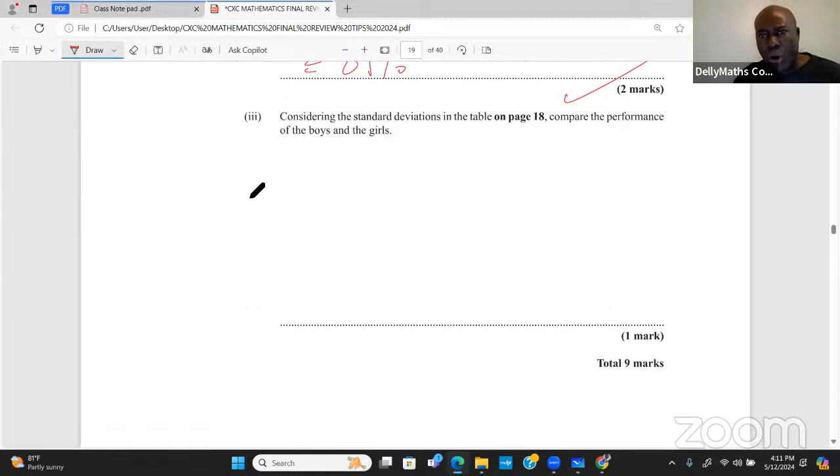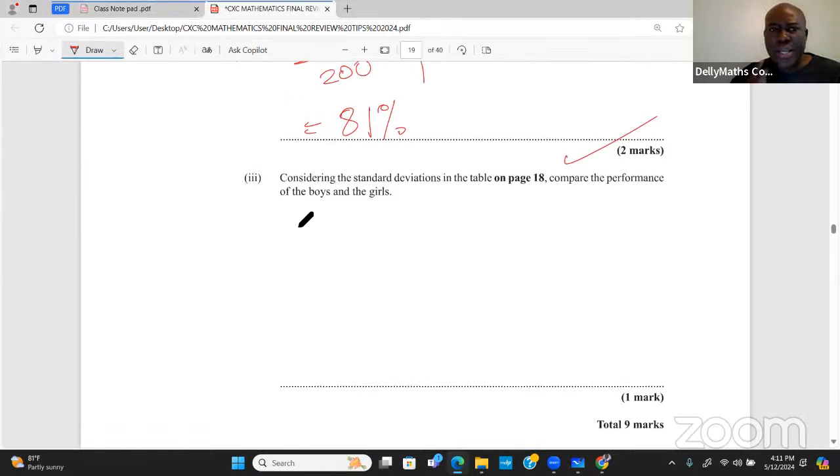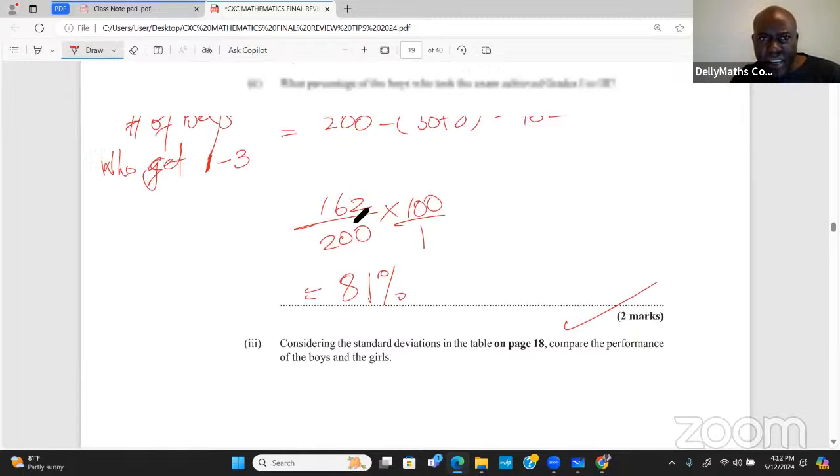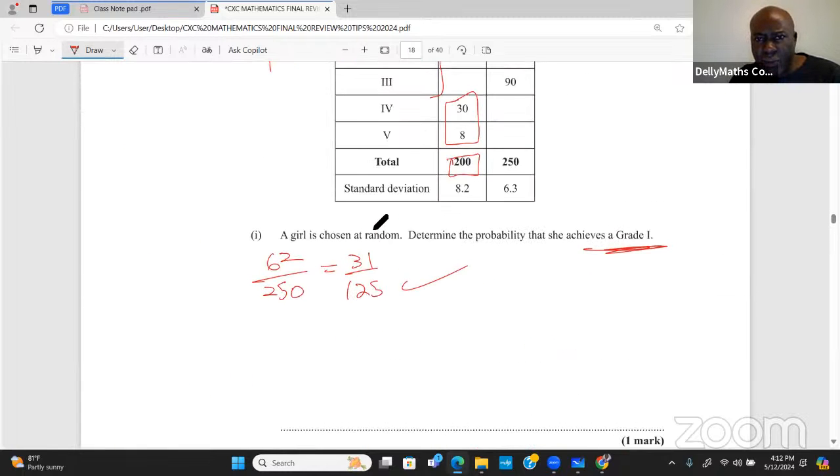Now, let us look at the other question. So the other question says, considering the standard deviation in the table below, compare the performance. All right, there is a standard deviation that was given somewhere. Hold on.